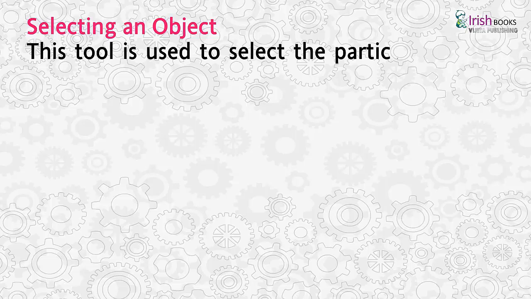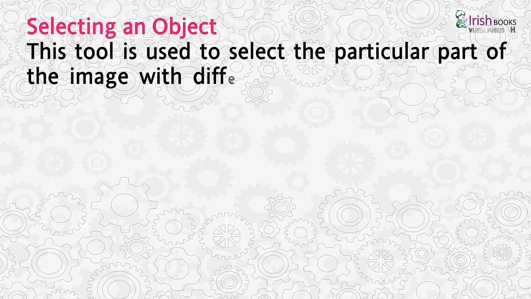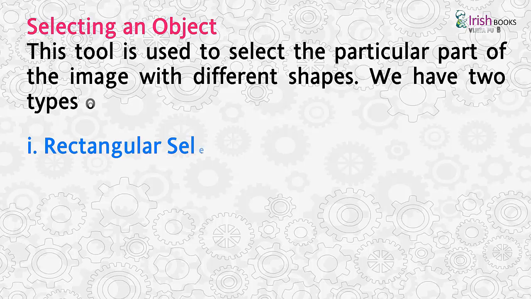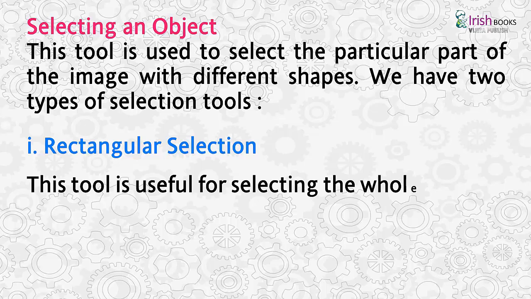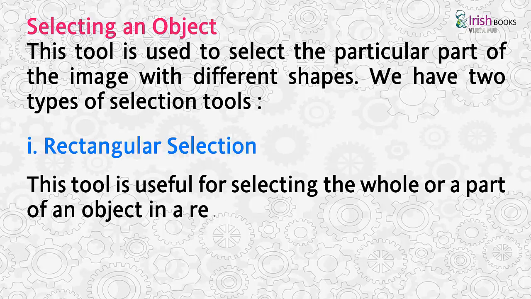Selecting an object. This tool is used to select a particular part of the image with different shapes. We have two types of selection tools. Rectangular selection. This tool is useful for selecting the whole or a part of an object in a rectangular form.